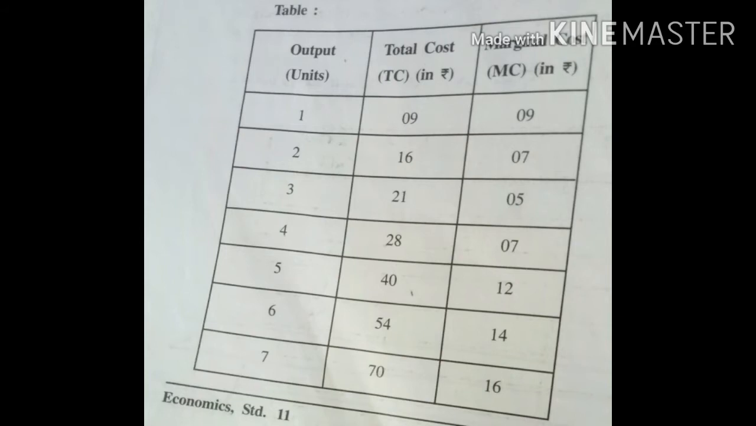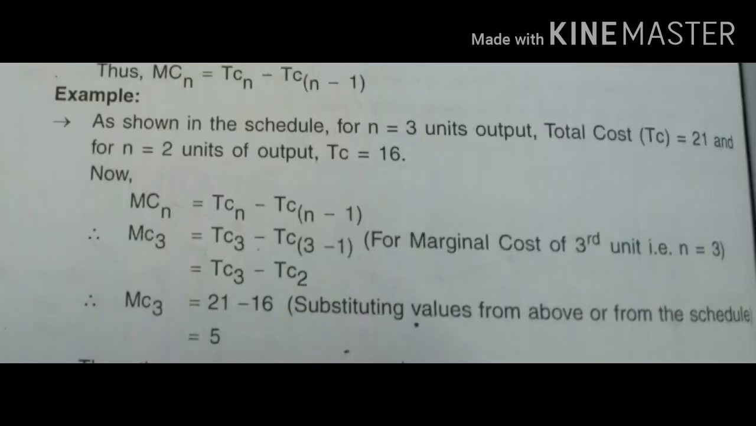So we say TC by N. Similarly, for N minus 1 units, 1 unit lesser than N units, total cost of N minus 1 units. So TC N minus 1 we mention. So while doing the sum, whichever output you are taking, that will be your TCN, and the output above that, the previous one, that is known as TCN minus 1.